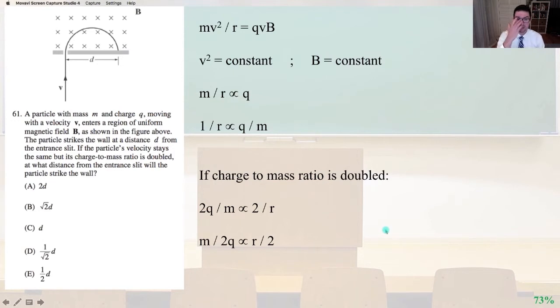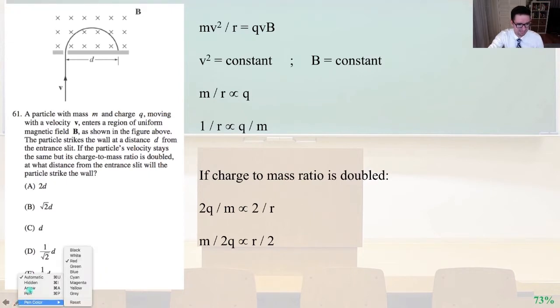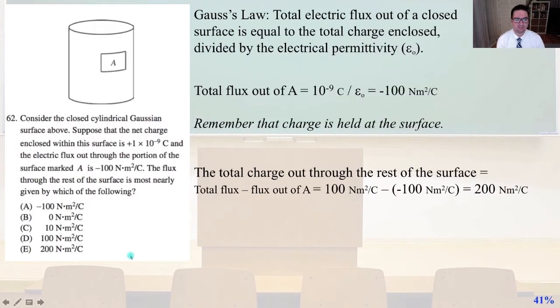the magnetic field. So m over r is proportional to q, and 1 over r is proportional to q over m. So if the charge to mass ratio is doubled, then 2q over m is proportional to 2 over r. So m over 2q is proportional to r over 2, and r in this problem is the distance, so that is answer E.